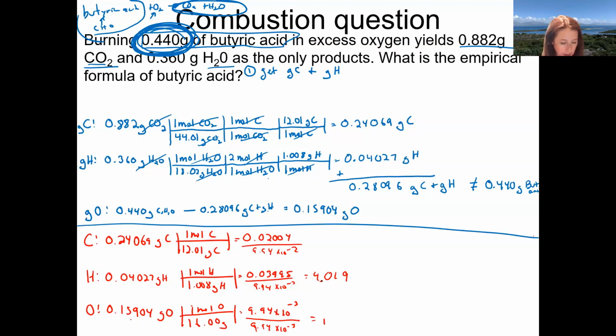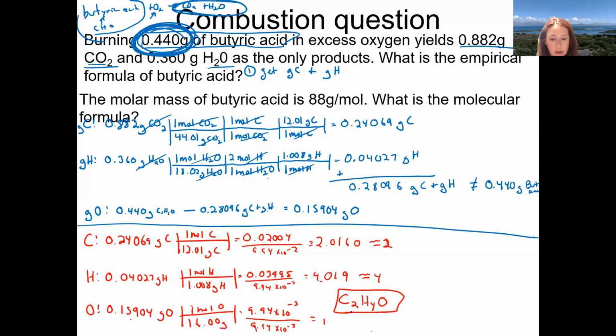0.0204 divided by 9.94, to the negative 3, is 2.016. So we can round this to 4. It's pretty simple. We can round this to 2. And so our empirical formula ends up being C2H4O. So it did have an O in it. Okay, so this is the empirical formula.